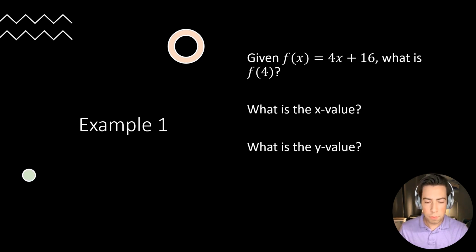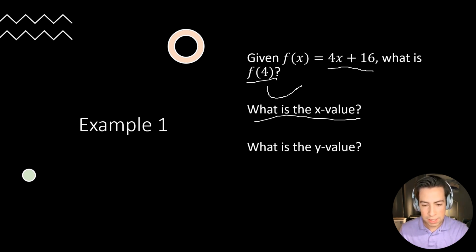Okay, so here's our first example. Given f of x equals 4x plus 16, what is f of 4? Okay, so our first question is, what is the x value? Now remember, guys, I said that anytime you have f of x and you have this little value here for x, that tells us that x equals 4, okay? So the x value is going to be x equals 4.